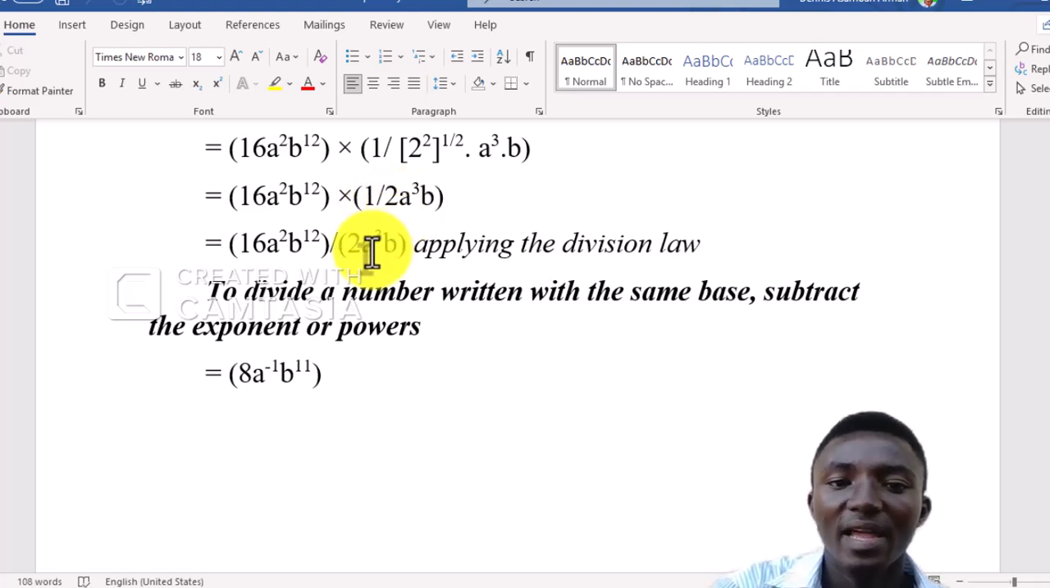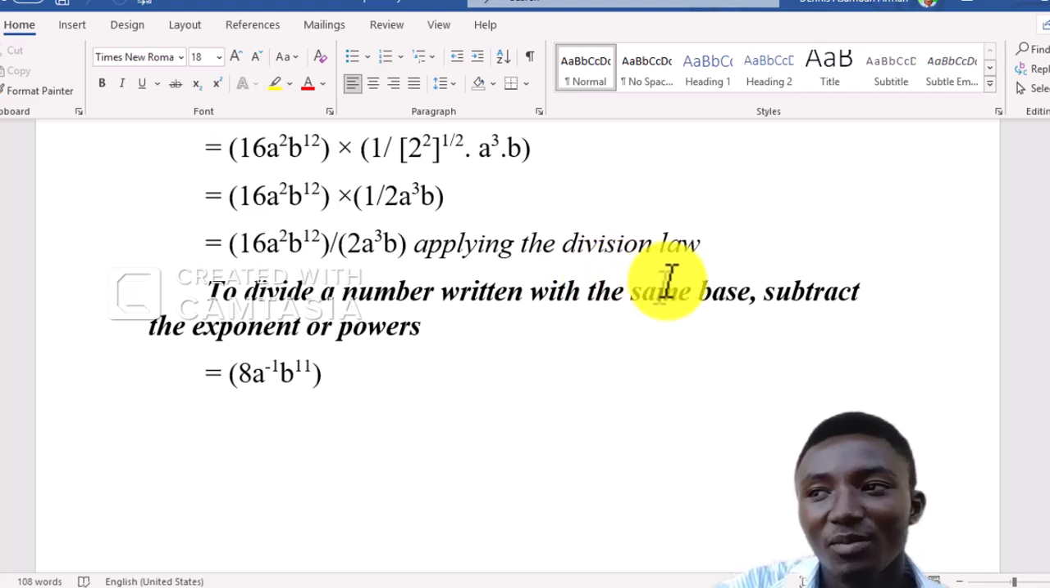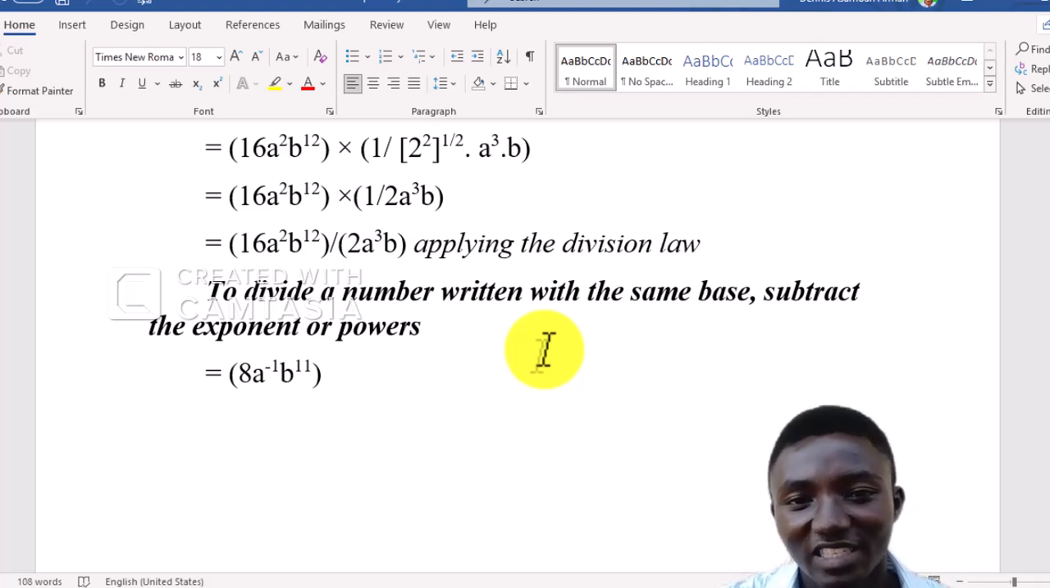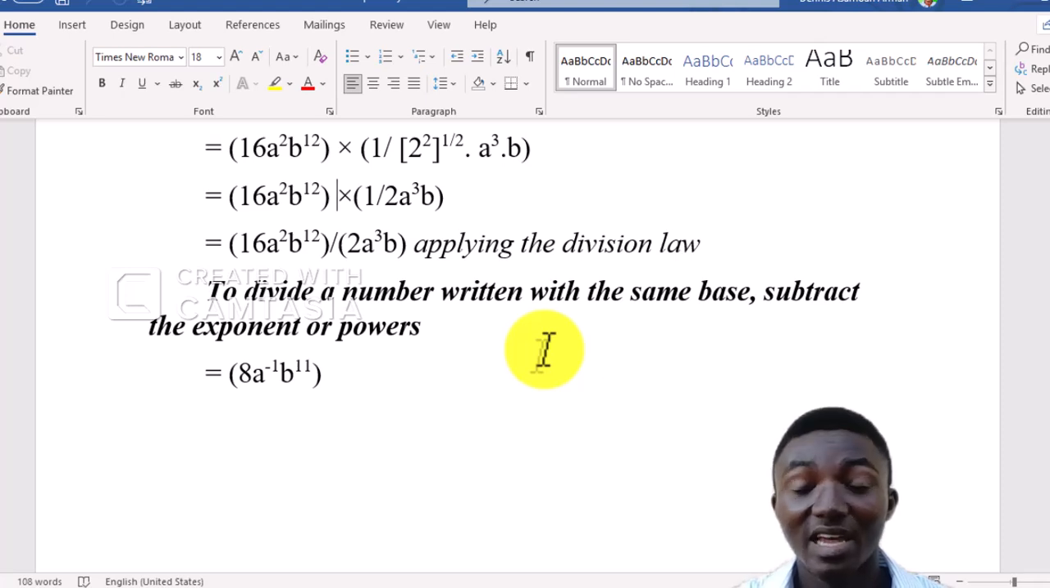A denominator. So applying the division rule, and I'm sure by now in the law of indices you know that we have a division rule, and it states that to divide a number written with the same base, what you need to do is what? To subtract the exponent. Is that clear? Anytime you have two values in indices, they have the same base and you are dividing, what you need to do is to check the exponent and subtract the exponent.